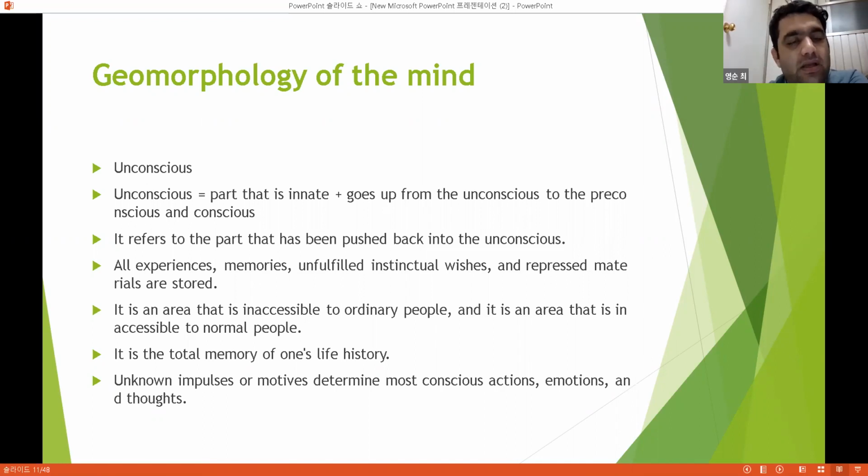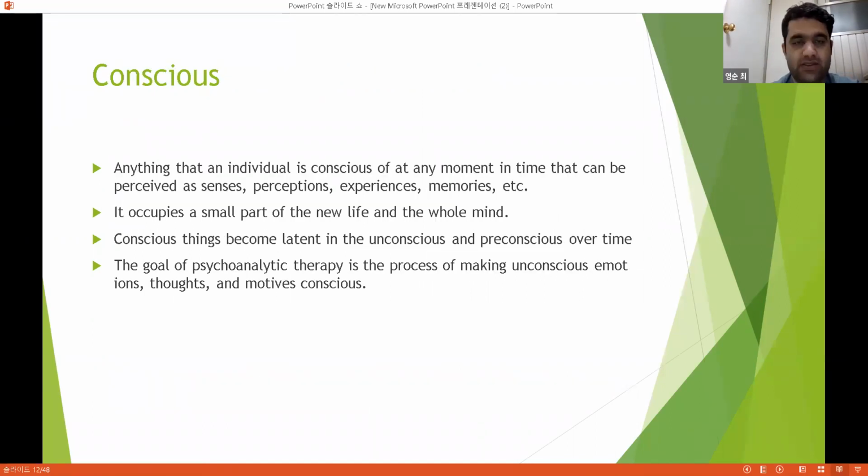It is a total memory of one's life history. So what is the total memory of the whole of one's life? Unknown impulses and motives determine most conscious actions, emotions, and also thoughts.